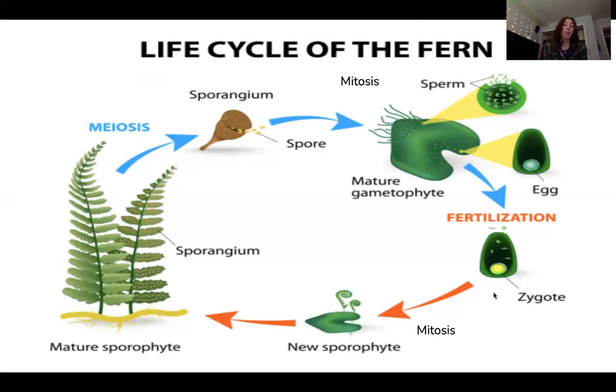Once this zygote is produced and it is diploid, it has two sets of chromosomes, it undergoes mitosis again and becomes that brand new sporophyte. So it just starts its life cycle all over again.